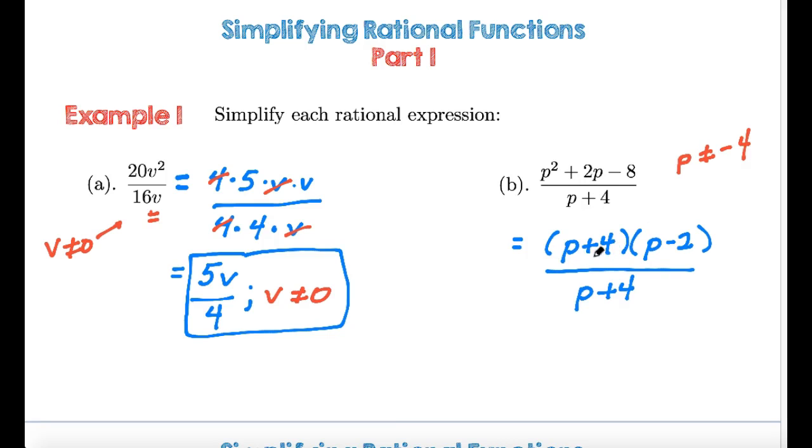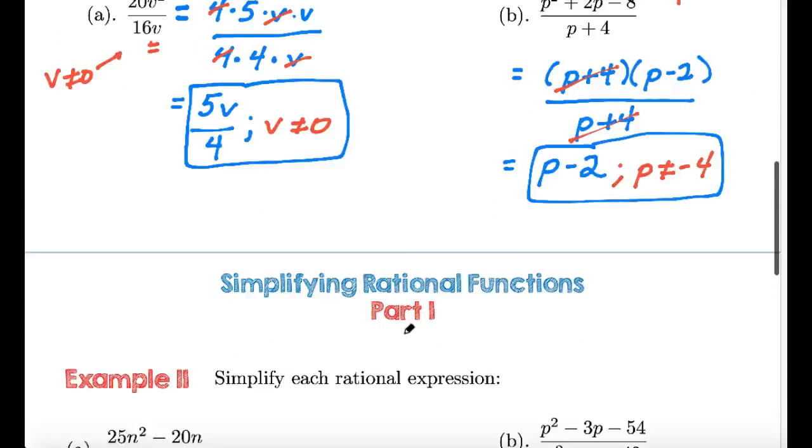So I've factored. Let's see what can be taken out. P plus 4 and p plus 4 is common, and we're just left with p minus 2, which is something linear. Okay, but be careful. You also need to say that p still can't equal -4. So there's our final simplified solution there.